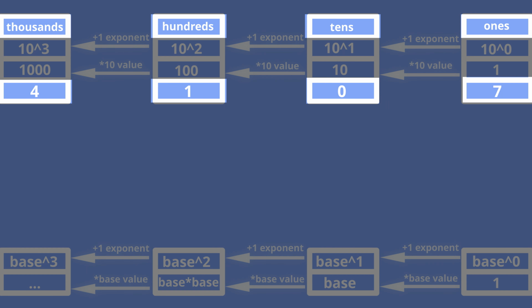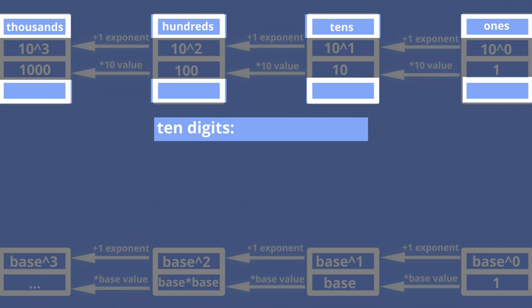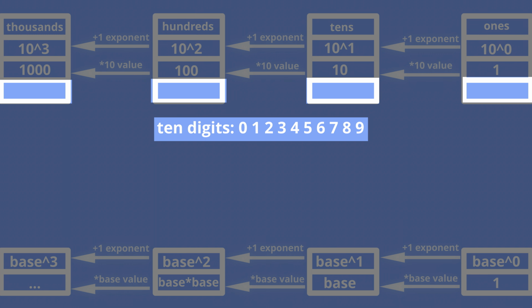Now let's generalize our knowledge about the base 10 number system and build a scheme for any positional number system. In the base 10 number system, we have 10 digits from 0 to 9. These digits can occupy these positions. So the position of ones should be occupied by exactly one digit from 0 to 9. For the position of tens, the same story, and so on.